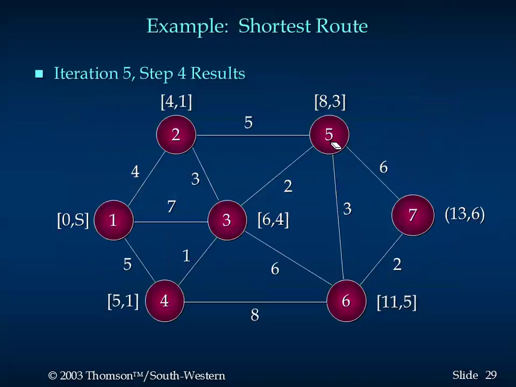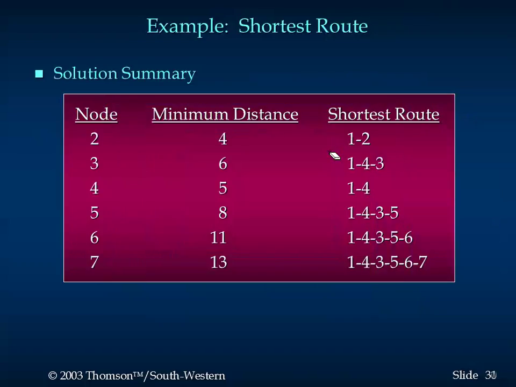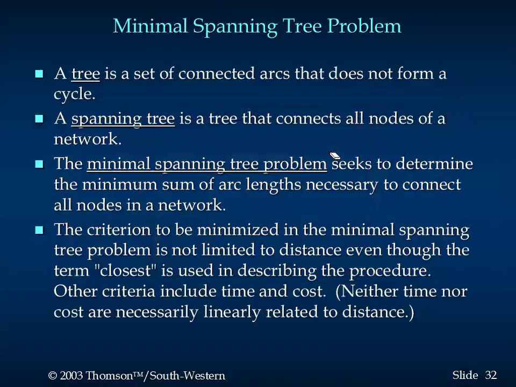Shortest distance to 6 is 11, and the path is 1, 3, 5, 6. And shortest distance to 7 is 13, and the path is 1, 3, 5, 6, 7. Okay, so that comes like this. So we get the shortest distance from the origin to every other point, as well as the shortest path from the origin to every other point. Okay, very nice thing. Okay, so this is called Dijkstra's algorithm.